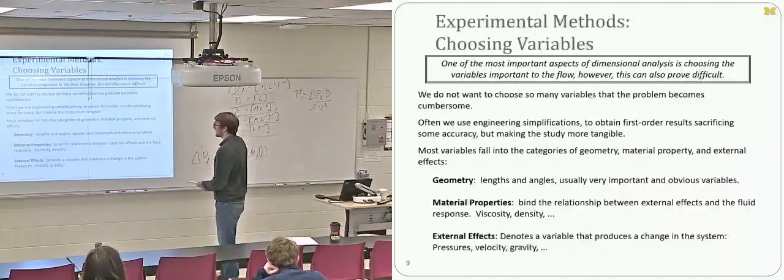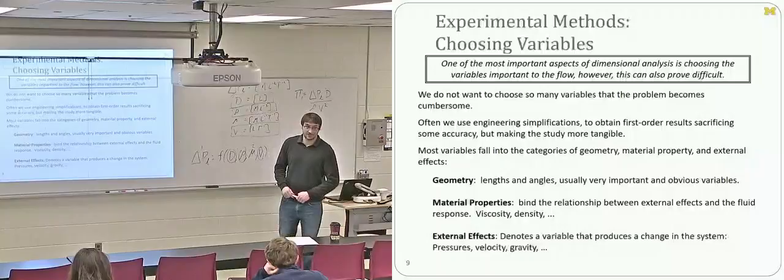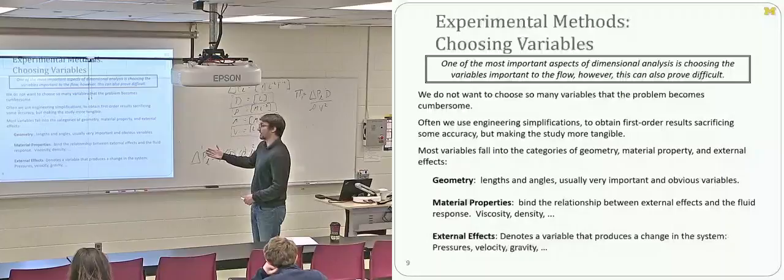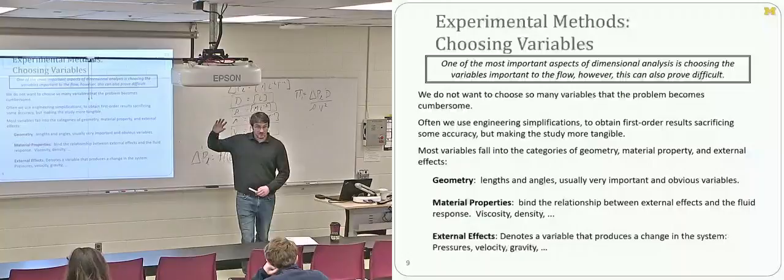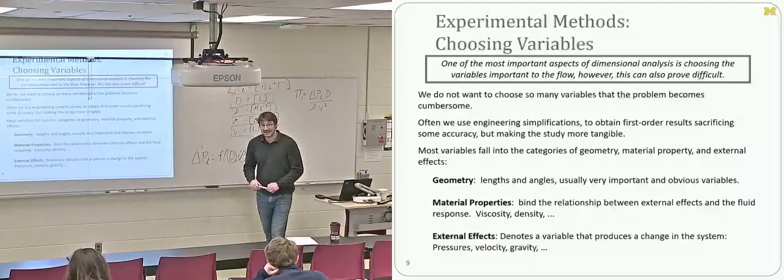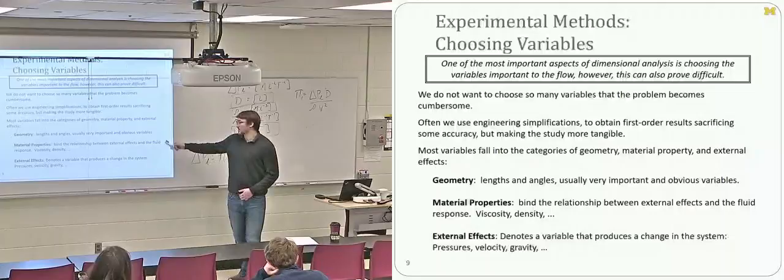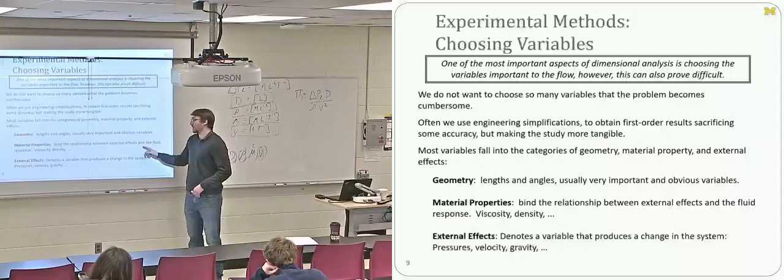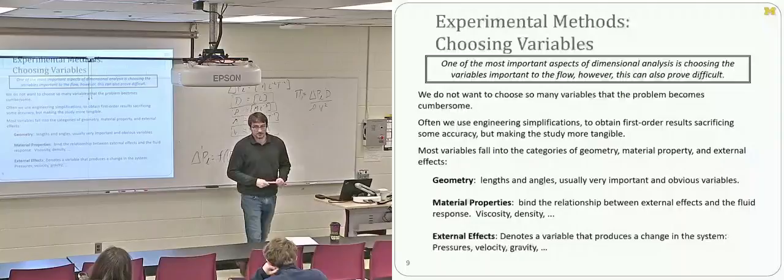So it's helpful to step through each of these three categories, say, all right, what is important here, and list them down. Then go through your final list of variables and ask, is there anything here I can neglect, I can leave out with reasonable engineering accuracy? And the last thing is, are there any terms that don't fit into one of these three categories? Can anyone think of a variable that doesn't fit well into one of these three categories? I told you your problem was unsteady.